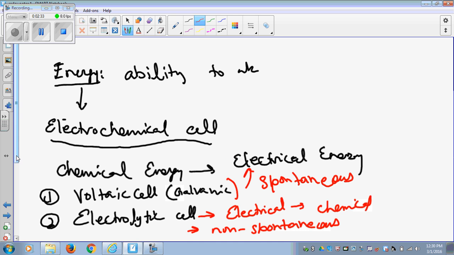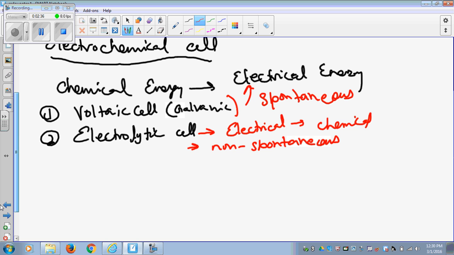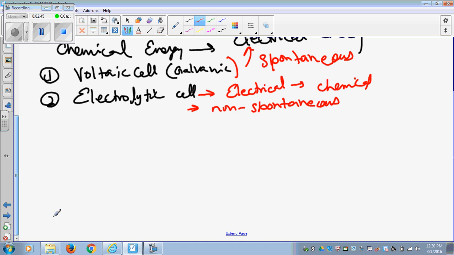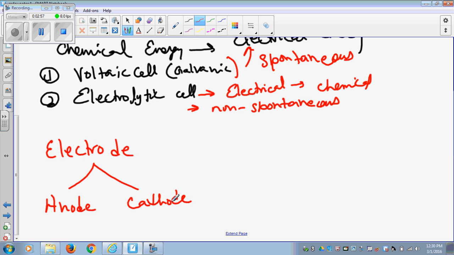In the cell, there is another term that we will learn, called electrode. Electrode is a conductor of electricity. There are two types of electrodes. We have anode and we have cathode. Reduction happens at the cathode and oxidation happens at the anode.